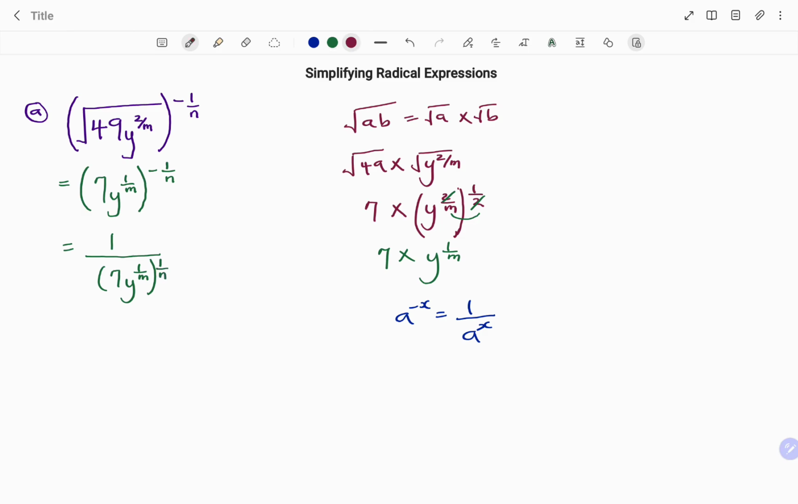Another rule of exponents states that if I have ab all raised to the power of x, the x outside, that's the exponent, is going to multiply all the exponents in the bracket. So that will be a to the power of 1 times x, that's x, b to the power of 1 times x, that's x. So going back to my question, I have this as 1 over 7 to the power of 1 over n times y to the power of 1 over mn. Let's look at the second example.